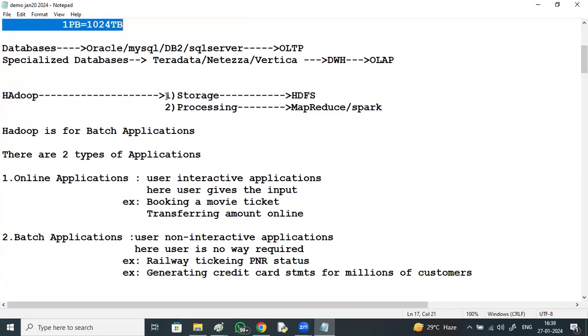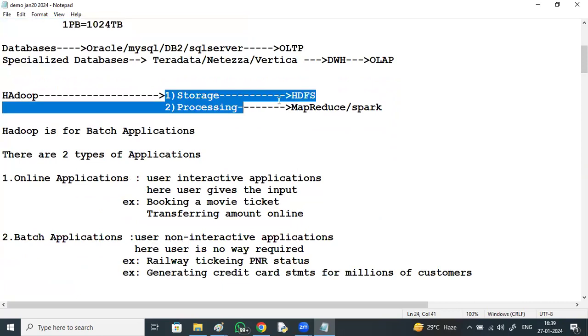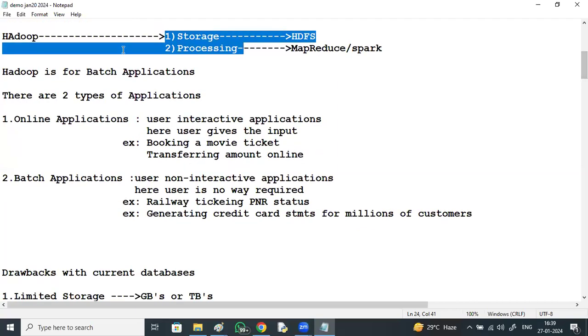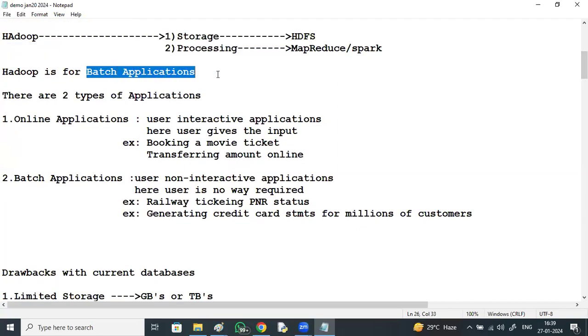Hadoop performs both storage and processing, that too unlimited data storage and very high speed processing. For storage we use HDFS, and for processing we go with MapReduce or Spark. Hadoop is for batch applications. Hadoop is not for online applications.